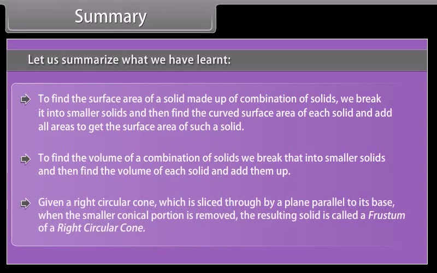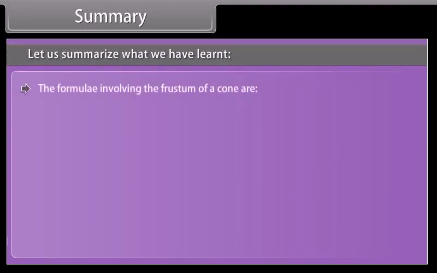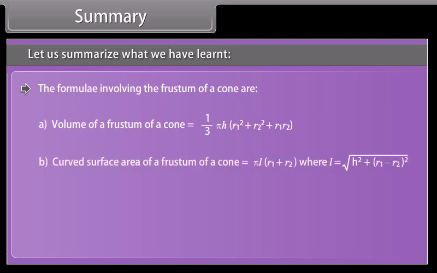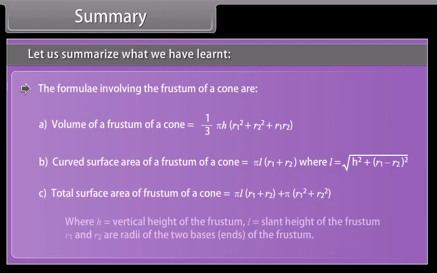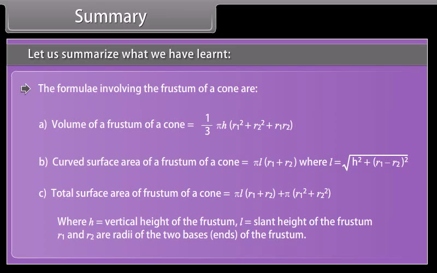Given a right circular cone, which is sliced through by a plane parallel to its base, when the smaller conical portion is removed, the resulting solid is called the frustum of a right circular cone. The formulae involving the frustum of a cone are given, where h is the vertical height of the frustum, L is the slant height of the frustum, R1 and R2 are the radii of the two bases, the ends of the frustum.